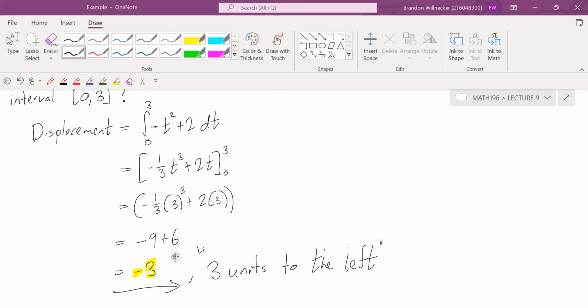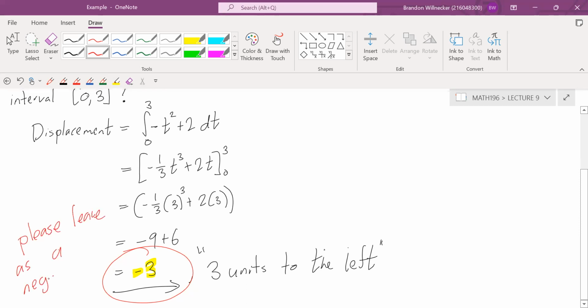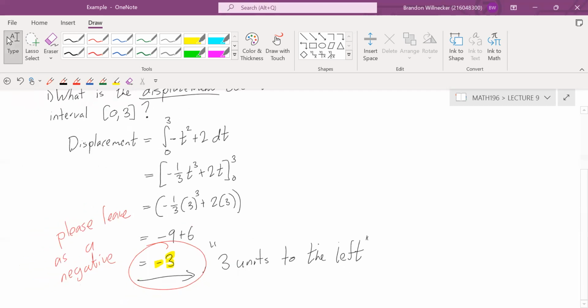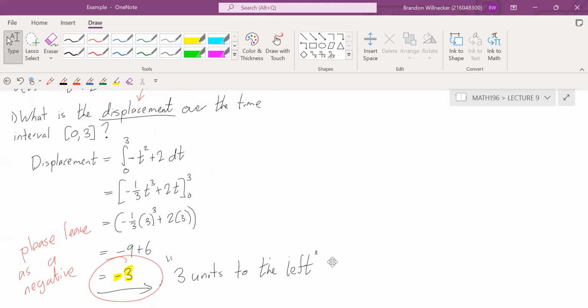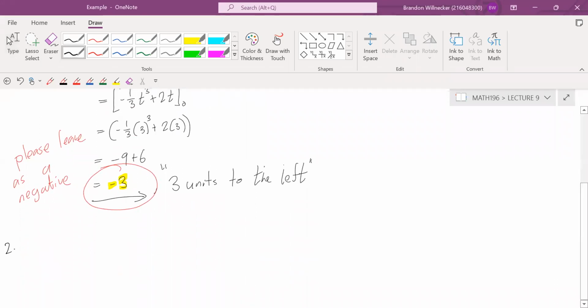Okay, but please remember to put in the negative sign. Just by convention, we say negative is to the left, but I'd rather have this explicitly shown as negative. So please leave it as a negative. It just emphasizes that the sign is important. Are there any questions about finding the displacement? Okay, good. Let's take a look at the next question, finding the distance.